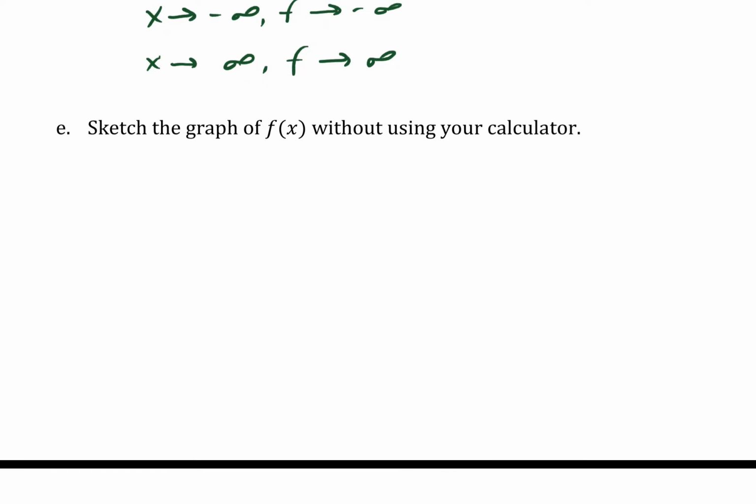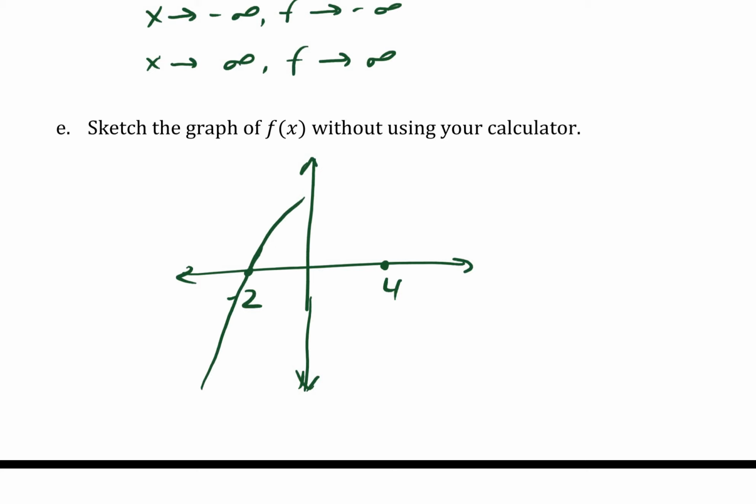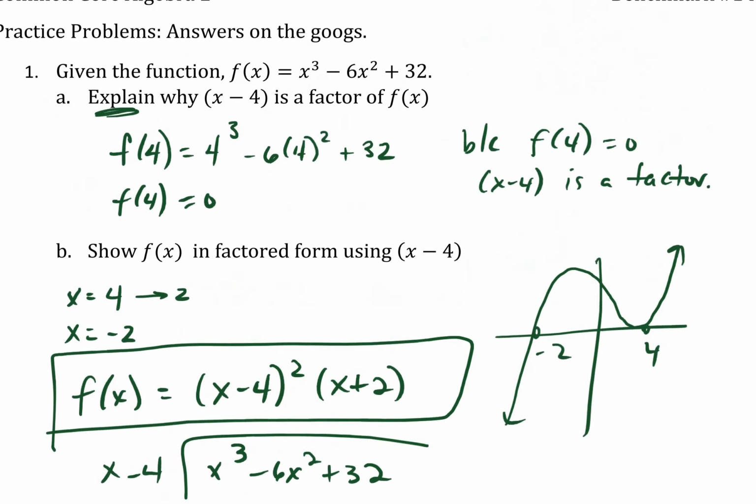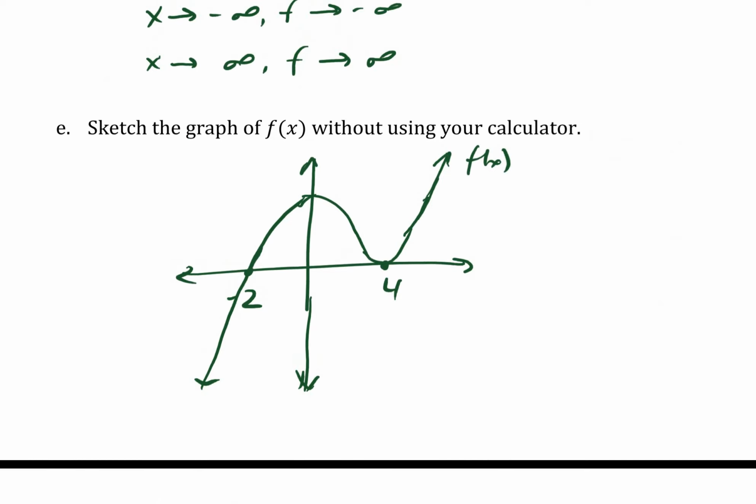Sketch graph without using your calculator, that's never going to be asked on a test or a quiz, but it is good for you to be able to do that. So I know it's going to cross at 4, at -2, and I know this is going to come up, touch my y-axis, come back down, and then go back up. I would label this f of x, or just f. And I even know that the y-intercept is going to be 32, because that's the number that ends my function. So that's my answer there.